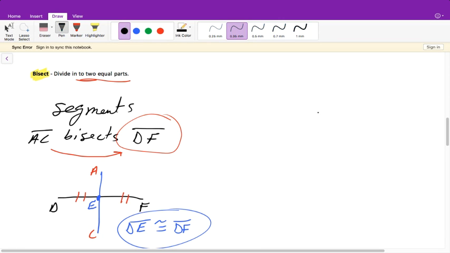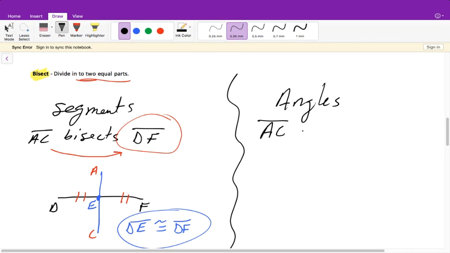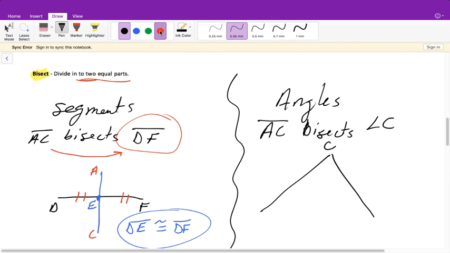All right, and then the other way that this can appear is with angles. So I can say that segment AC bisects angle C. So if I then draw this angle, and let's just say that this is angle C here, and I draw this segment AC. When we bisect the angle, it's cutting it into two equal parts. So this angle is congruent to this angle.